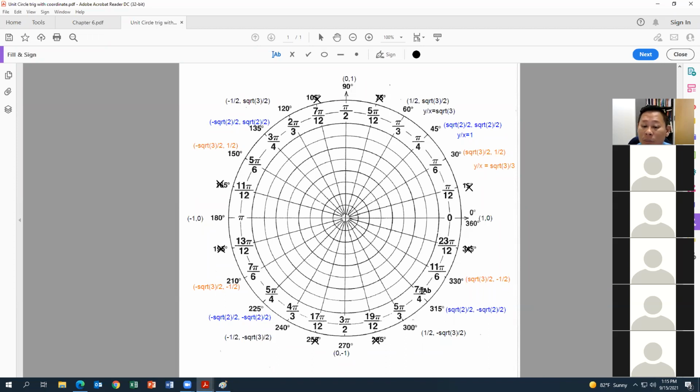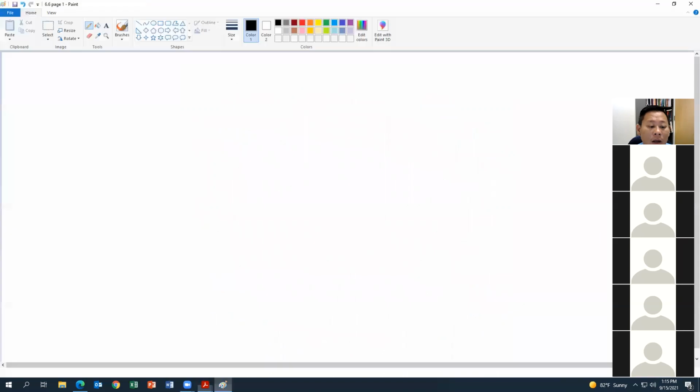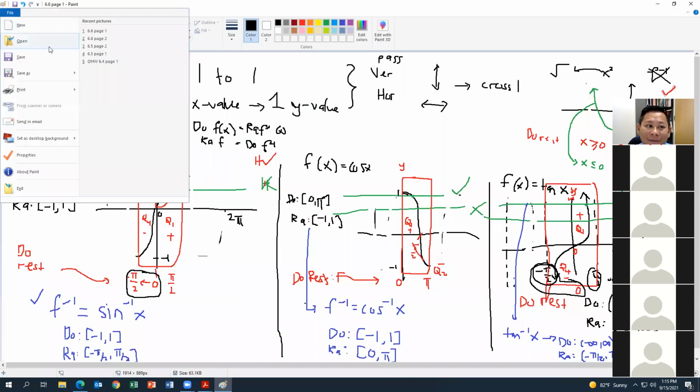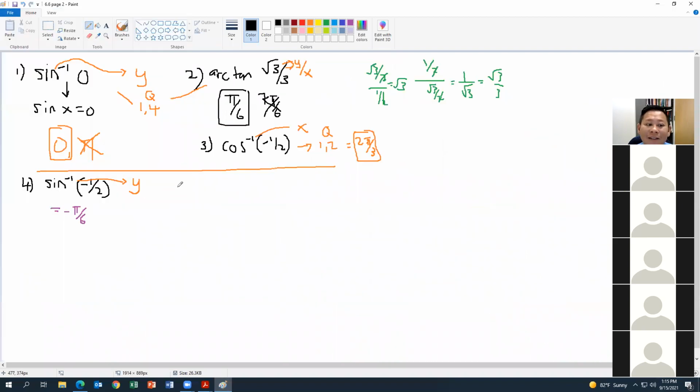If it goes here, this will be negative pi over 4. This will be negative pi over 3. So if you go clockwise, you just change all of these to negative pi over 6, 4 and 3. Are you guys with me here? Tough? Yeah, I didn't say it's easy.